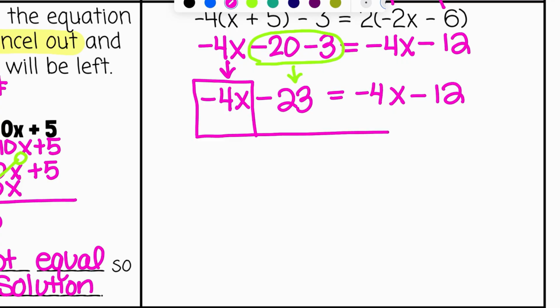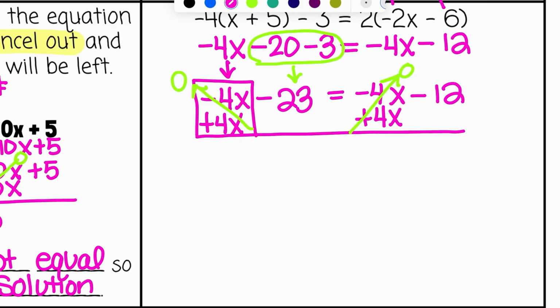And if you notice, again, we have the same variables on both sides. Okay, so if I box the negative 4x on the left and I move the negative 4x on the right, I'm going to add 4x, which makes this a 0 pair and this a 0 pair.